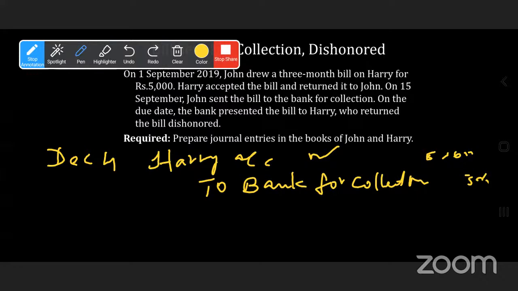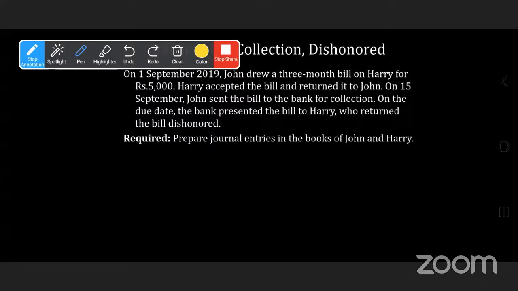Let us see the journal of Harry. So if you take the journal of Harry, the first transaction is the bill is accepted and returned to John. What is the transaction? John account debit to bills payable account. Yes. John account debit to bills payable account. Being acceptance given for 3 months.